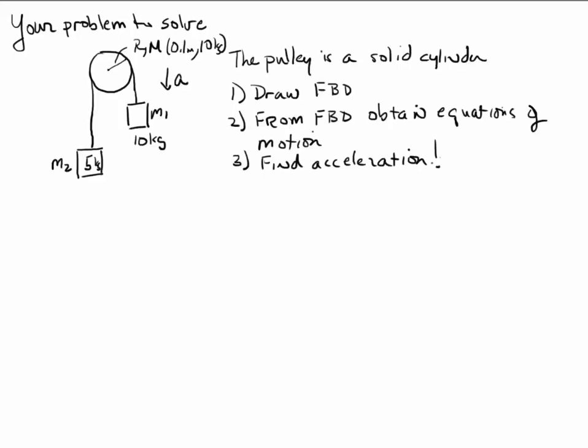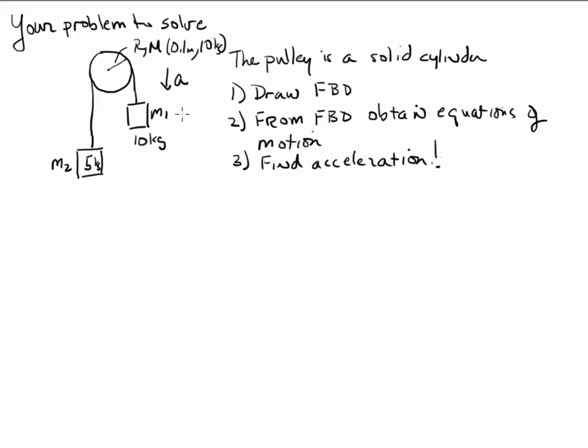So here is our problem. We have a mass m2 of 5 kilograms. It's connected by a rope over a pulley that has a radius of 0.1 meter and 10 kilograms to another mass M1 that is 10 kilograms. And I show the anticipated direction of acceleration. The pulley itself is a solid cylinder. It has a tabulated value for its moment of inertia, and it's rotating around its center of mass.